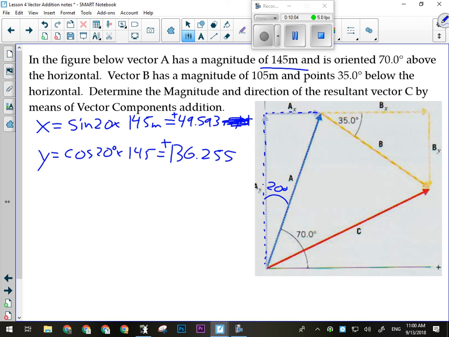Now I have to do the same thing for the yellow triangle. I don't have a yellow marker, so I'm going to use green. So to find x for that triangle there, is x opposite or adjacent in that one? It's adjacent. So in this one, we're going to use the cos of 35 degrees times B, which we're told is 105 meters. And that means that y will be the opposite side. So sine of 35 times 105 meters.